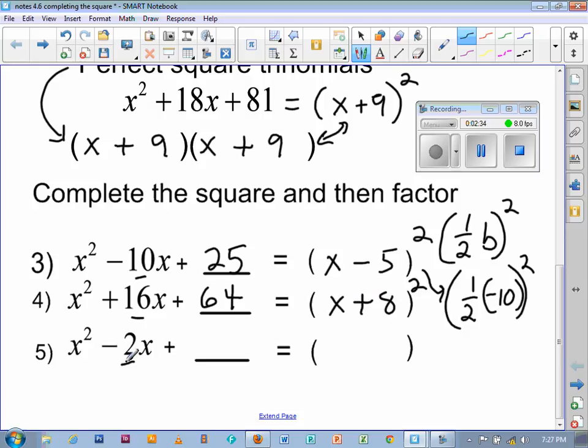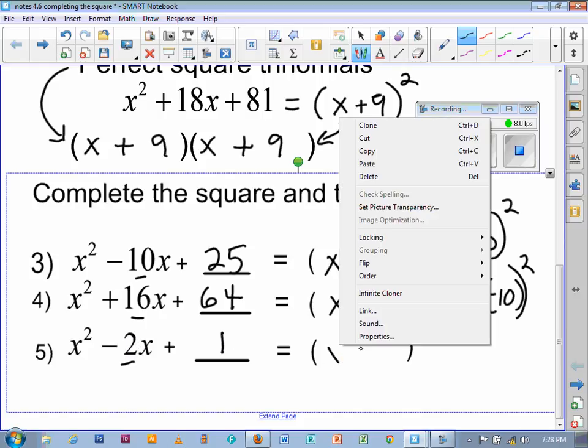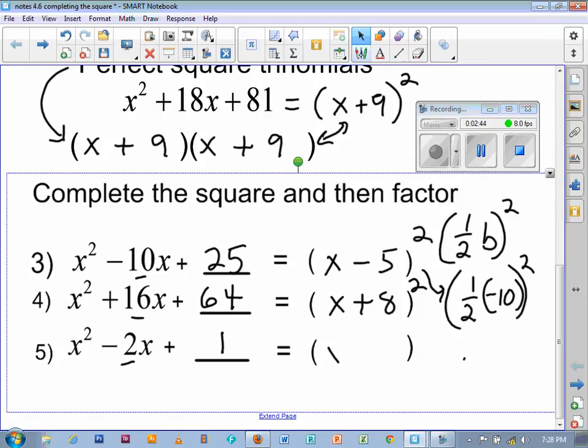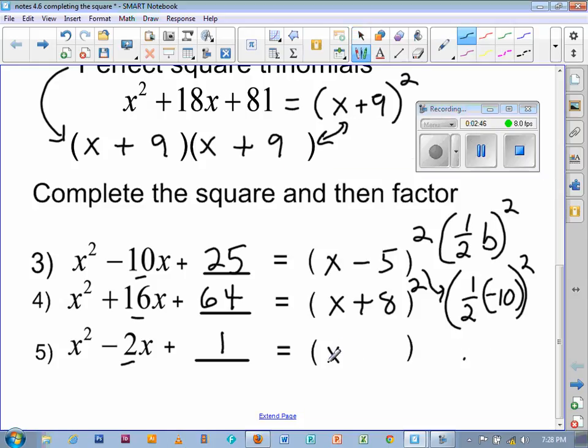And then the last one, if we take half of negative 2, it's negative 1, squared is 1. And we end up with x minus 1 squared as our binomial factors. You'll notice too that the sign of the middle term will always be the sign that's in your two binomials, or in this case, you just list it once.